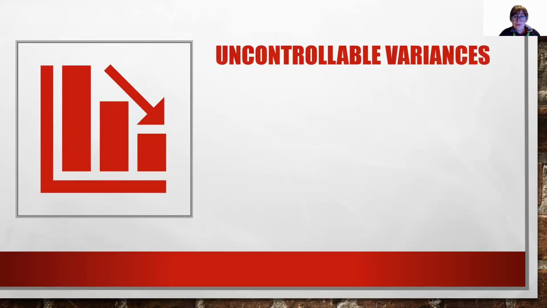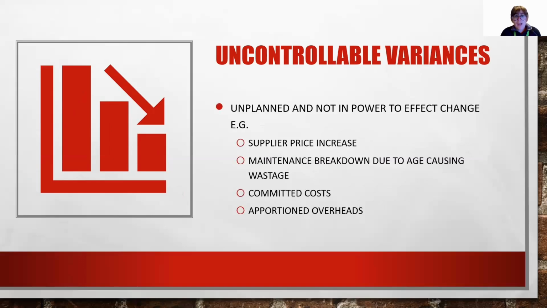However, there are also uncontrollable variances. There are things that we can't prevent. So what are these? These are unplanned. We have no power over these sorts of things. Things like our supplier increasing prices. We can't do anything about that. We've just got to pay them, or we find an alternative supplier. Chances are if one supplier has put prices up, so has everyone.